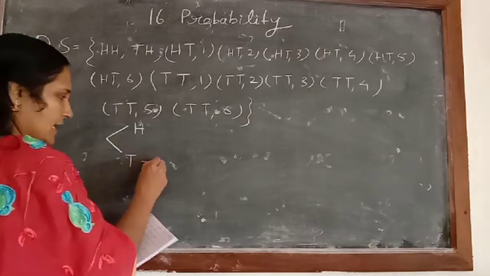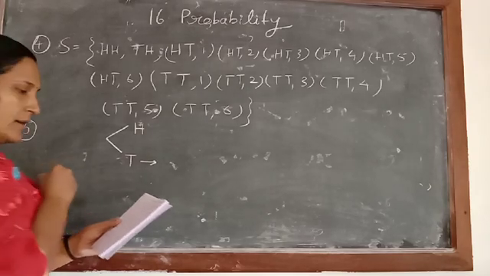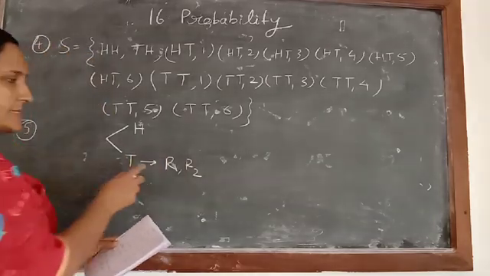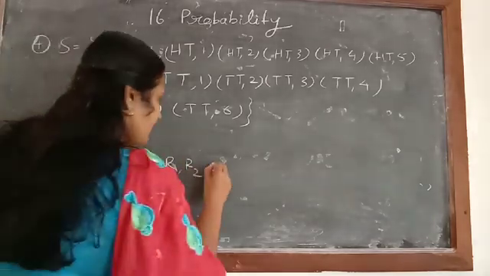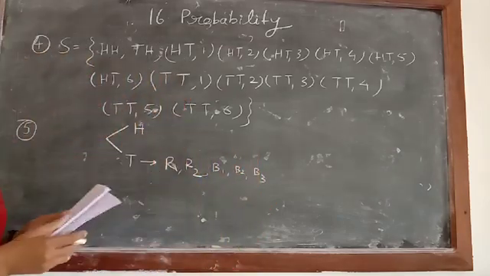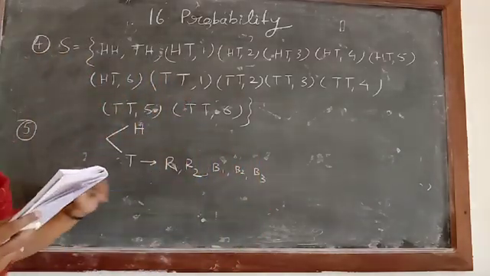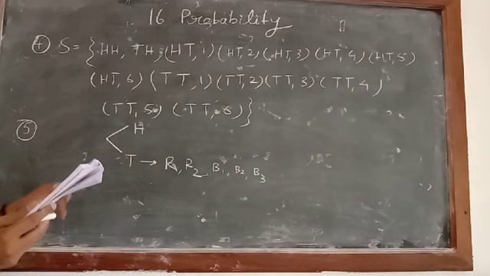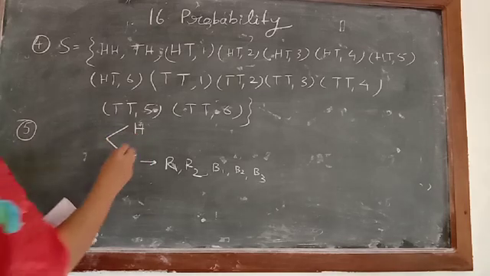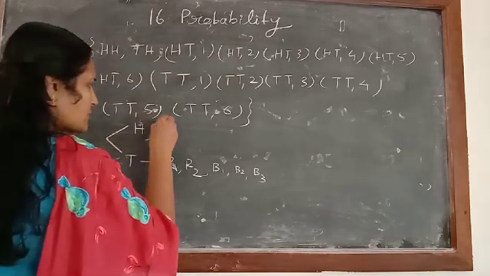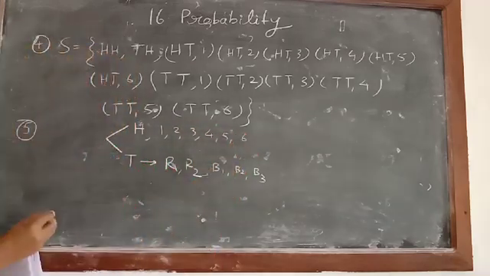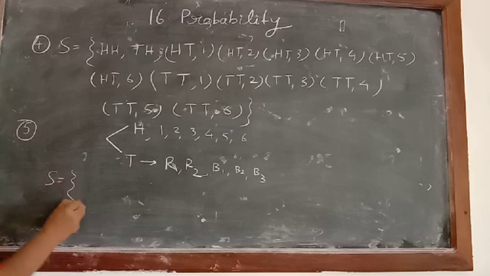For simplification, we can write the balls as R1, R2 and 3 black balls, B1, B2, B3. In this way, if you represent them, it will be easy to write down the sample space. And if it shows a head, then what do we have to do? We have to throw a die there. So when we throw a die, what can be the possibilities? 1, 2, 3, 4, 5, 6. Now we can check how to write down the sample space.